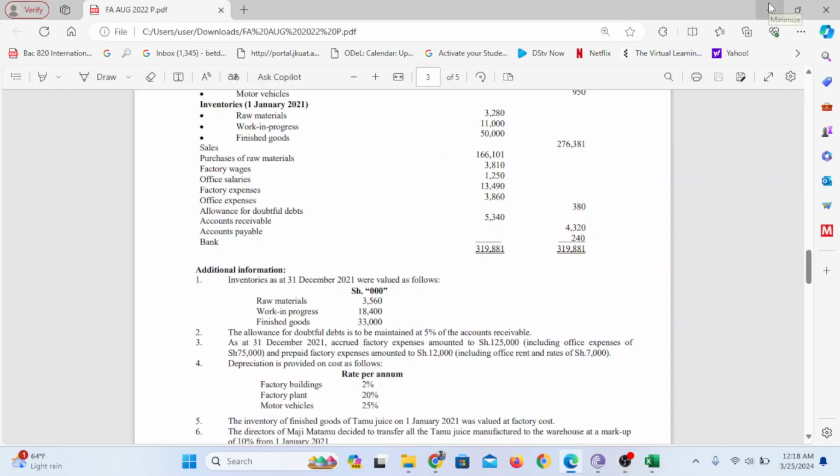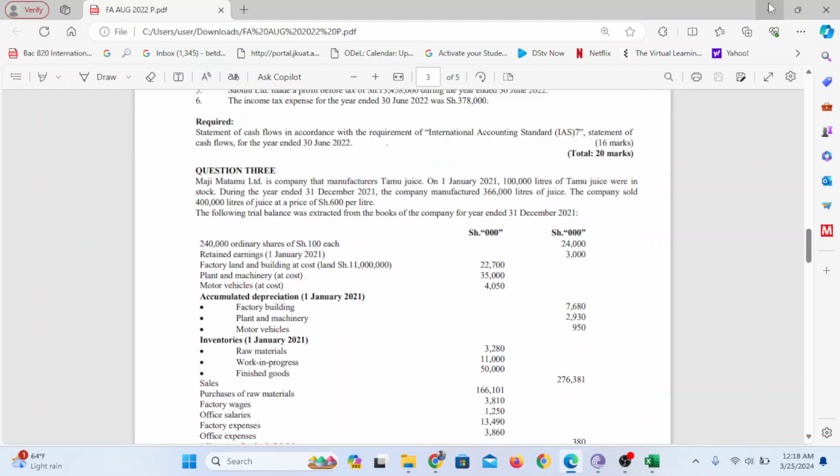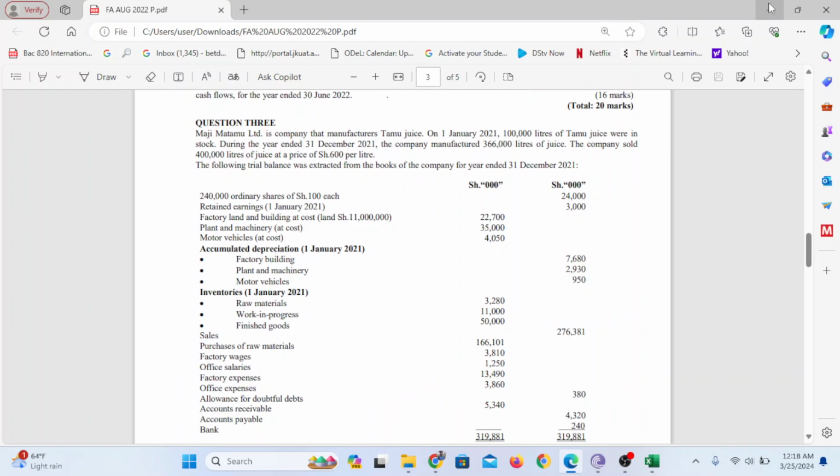Now, I want us to look at the FA question for CPA, August paper of 2022, question number 3. This is a manufacturing account.